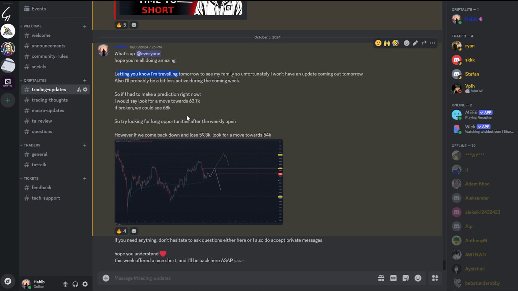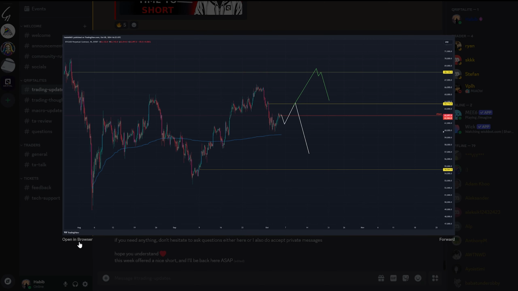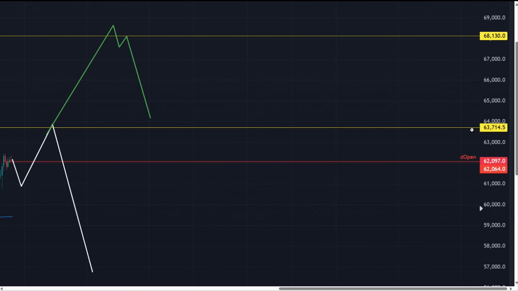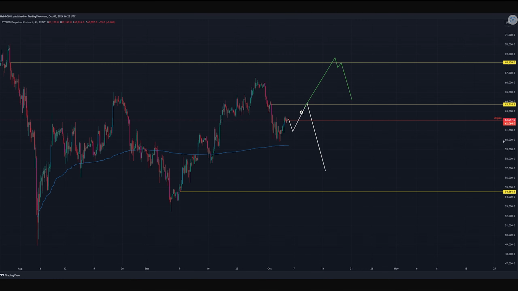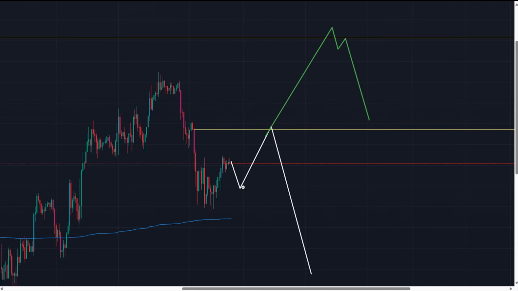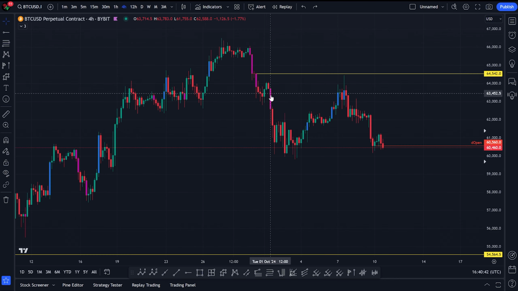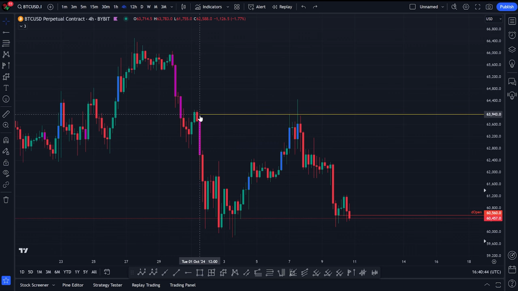But in any case, I updated the Discord again and I outlined two scenarios. The first scenario, if I make the image bigger, was a move higher towards this resistance at $63,700. So what I wanted to see was a fill of this hourly imbalance and then a rejection to the downside. And the second scenario was a break of that resistance and a move towards $68,100.